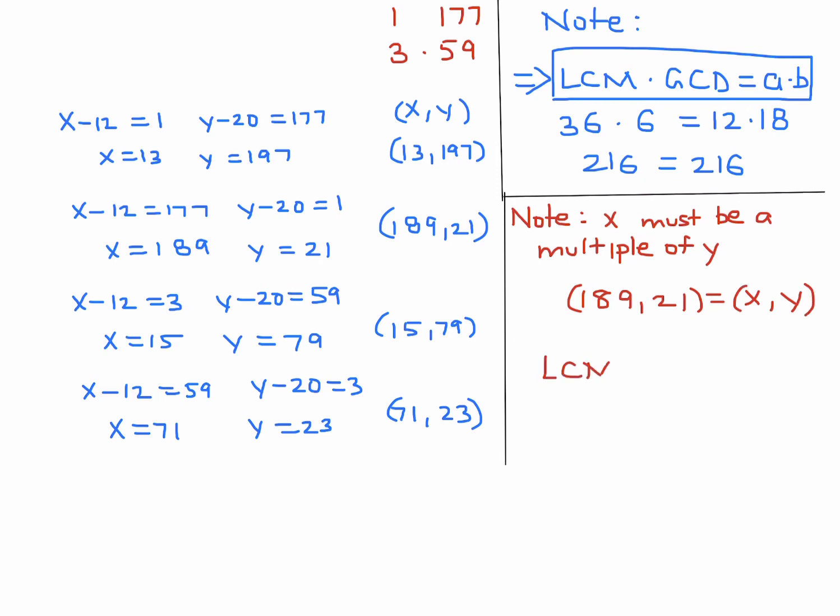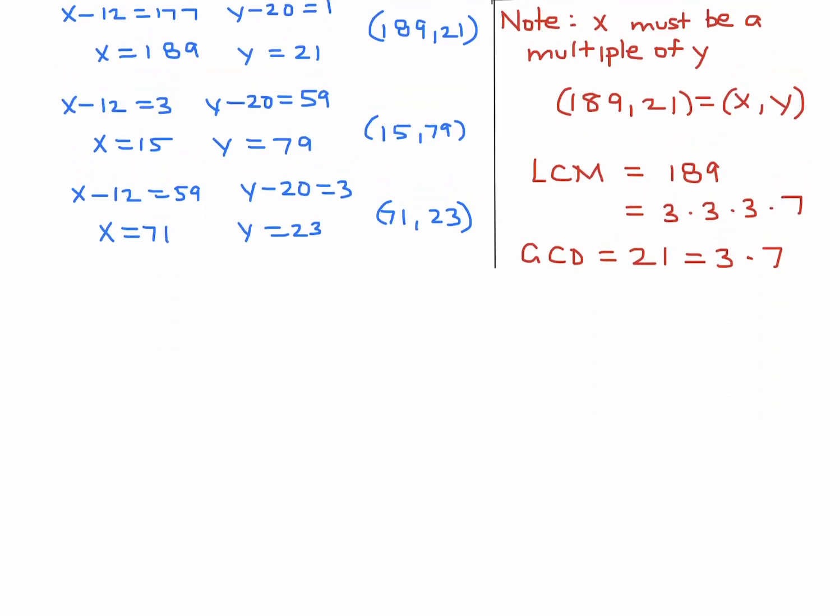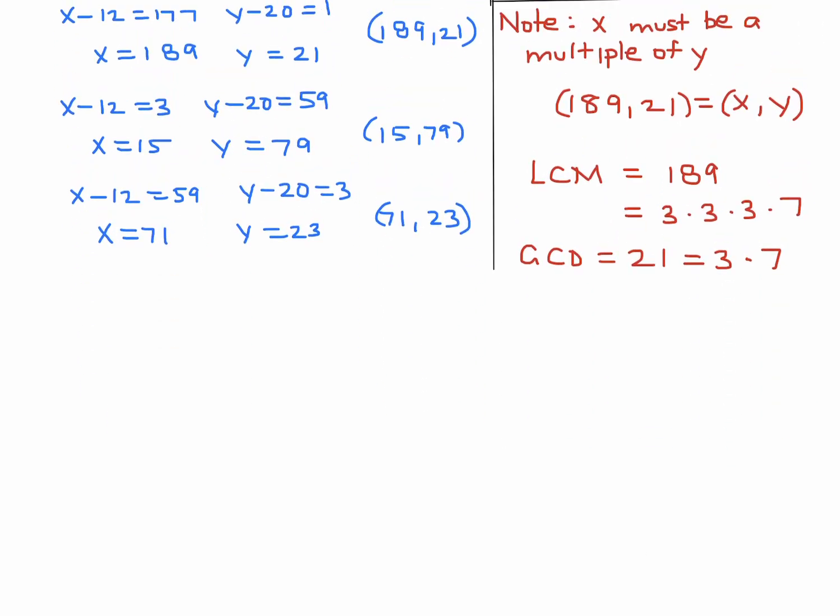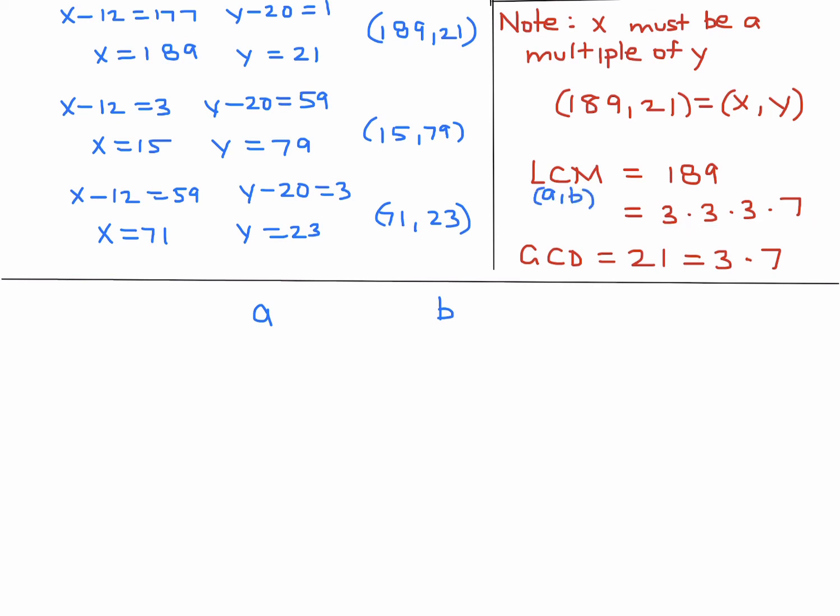So that means our LCM, our least common multiple, is 189, which is x, and that is 3 times 3 times 3 times 7. And our GCD is 21, and that is 3 times 7. So now we can figure out A and B. The LCM of A and B was this number right here, and the GCD of A and B is this number. Well, the greatest common divisor obviously has to be part of both numbers. So both numbers have 3 times 7, which is 21.